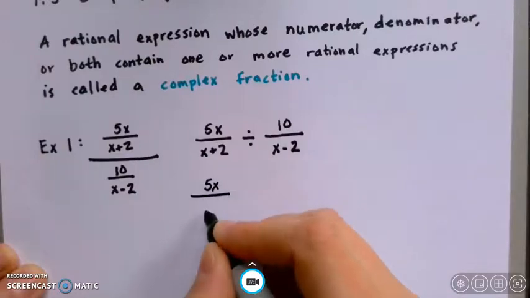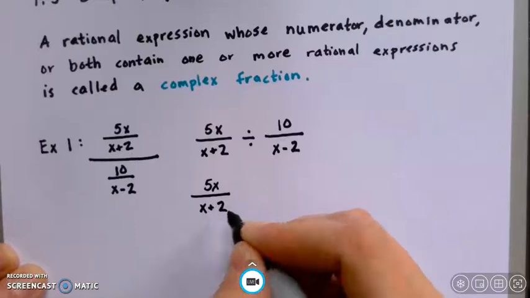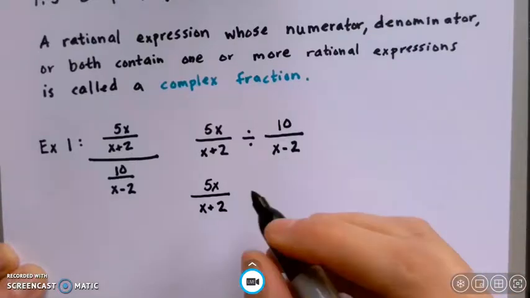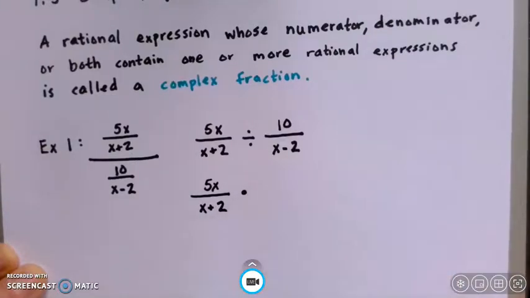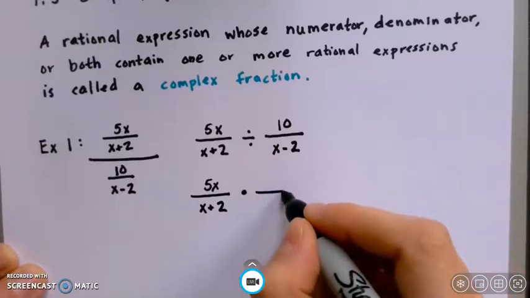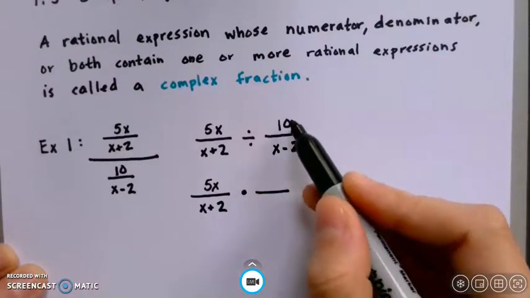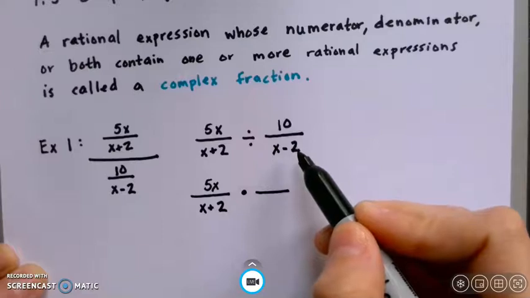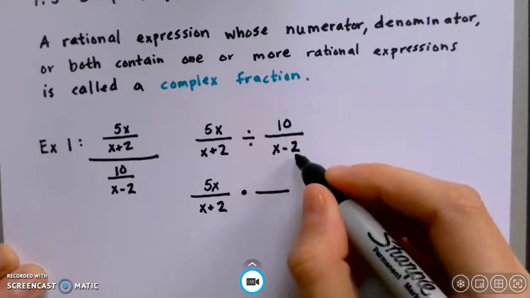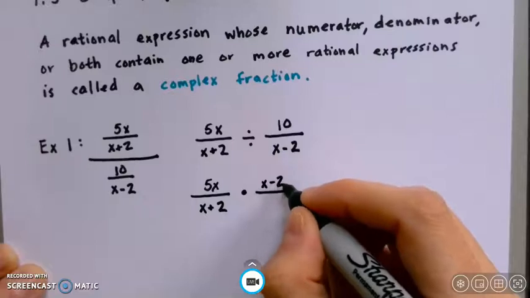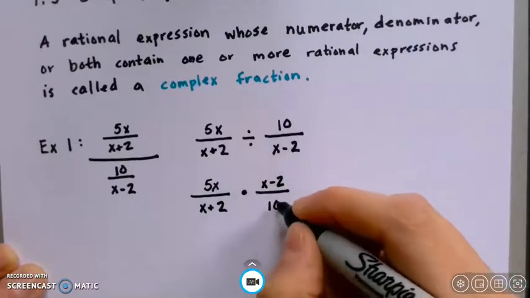5x over x plus 2. The first fraction always must stay the same. And then we change to multiplication. And when we change to multiplication, we have to reciprocate the second fraction. So basically, we flip it. This denominator becomes the numerator, and the numerator becomes the denominator.